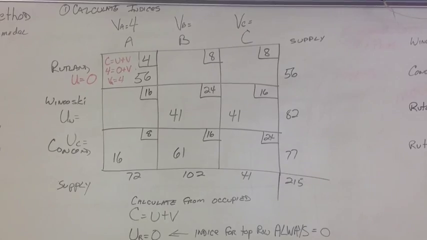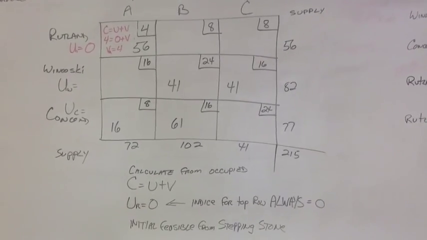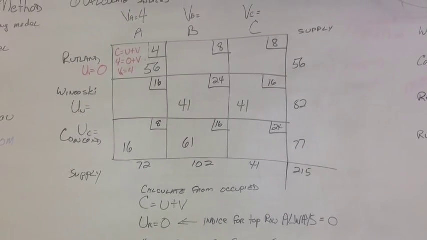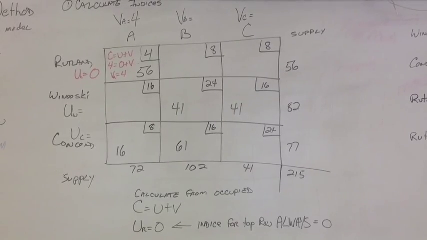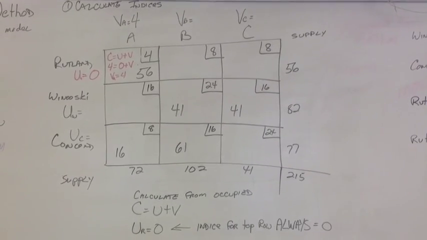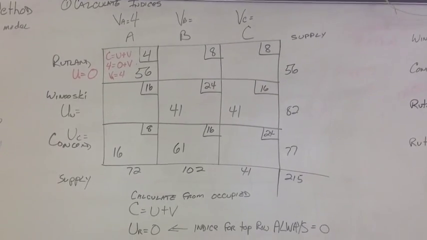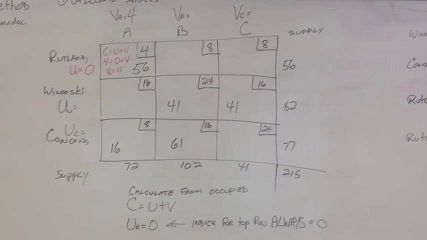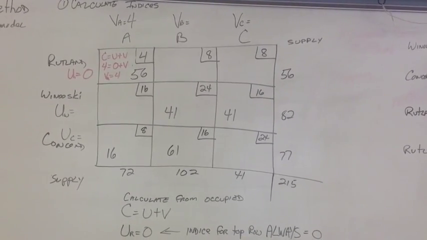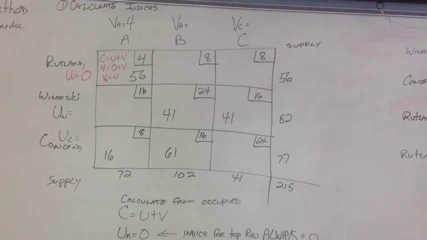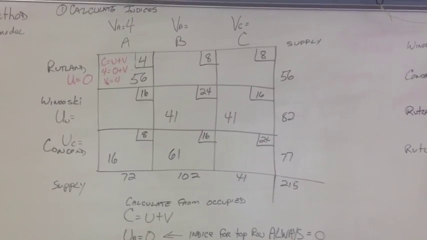You notice I started in the upper left-hand corner. For our indices, the first row index, in this case U sub r, is always equal to 0. So I could use that to get myself started. I take the formula, C equals U plus V. Of course, the transportation cost is 4, and the index is 0, so 4 equals 0 plus V, so my V sub A equals 4.